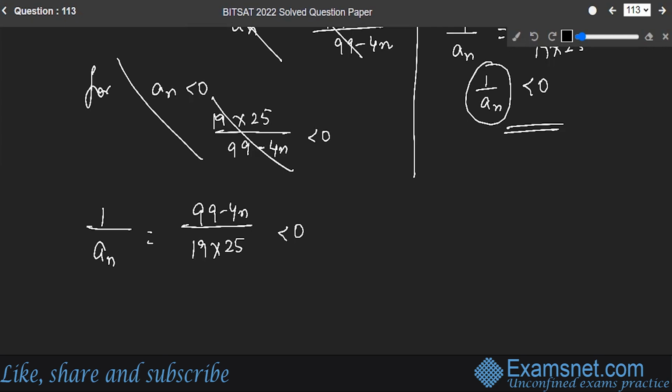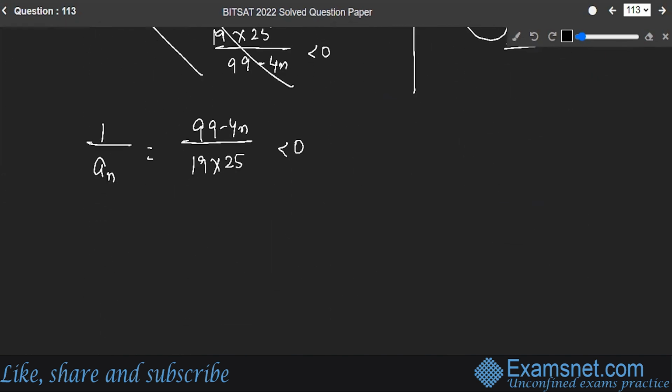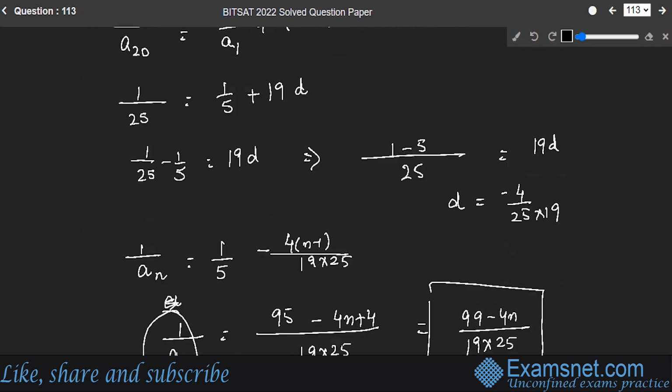See, why was that equal to? Because here the nth term is in harmonic progression, but this 1 by an is in AP. So this should be less than equal to 0. That means 99 minus 4n should be less than equal to 0, or 99 should be less than equal to 4n, or 4n should be greater than 99, which gives you n is greater than 24 3 by 4. That simply means n should be greater than equal to 25. All right.